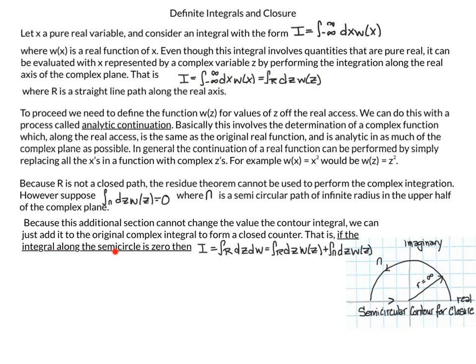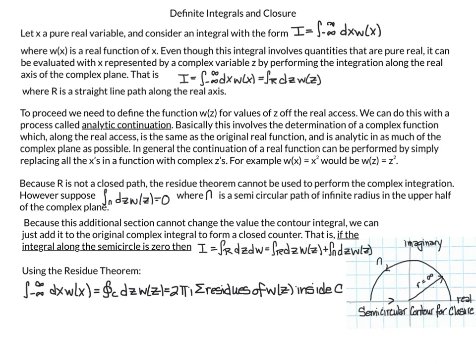That is, if the integral along the semicircle is 0, then the integral along the real line is equal to the integral along the real line plus the integral along the semicircle. And now we can use the residue theorem because we have a closed path. We say the integral from negative infinity to infinity of w(x), this is a real integral, is equal to the closed curve integral of w(z), this is the complex one, which will be equal to 2 pi i times the residues of w(z) inside of C in the upper half of the complex plane.